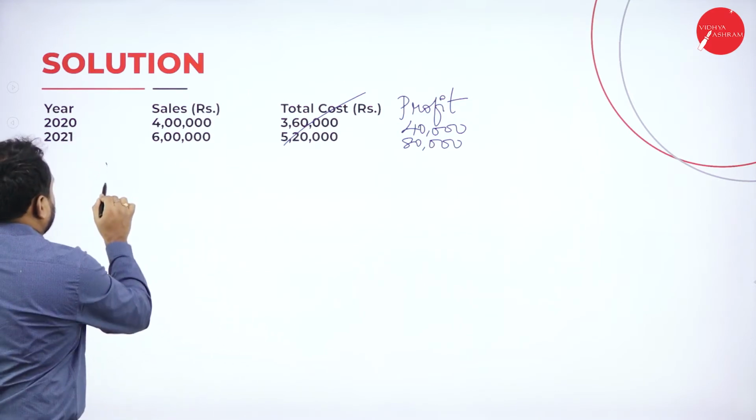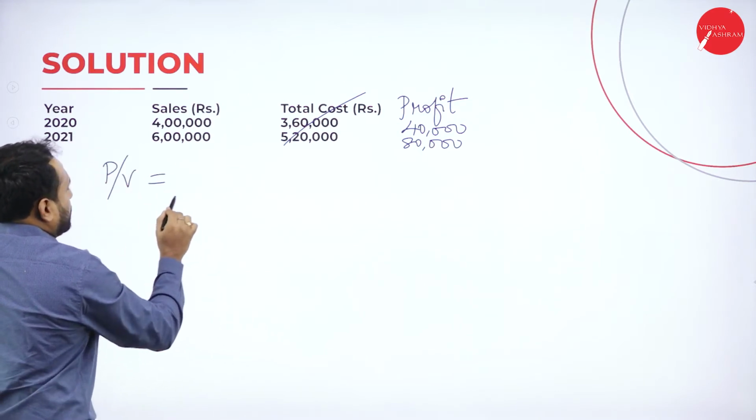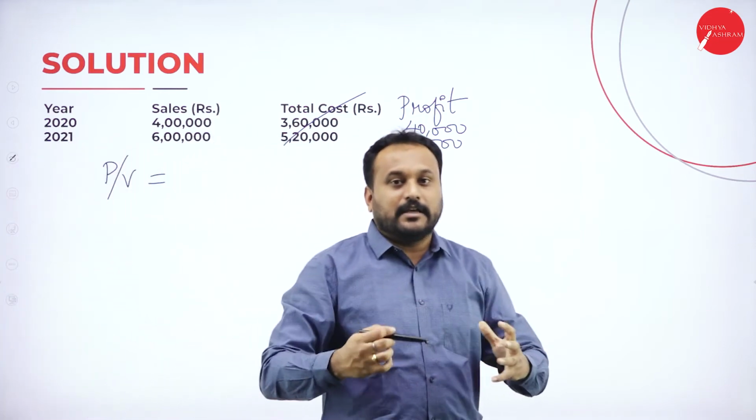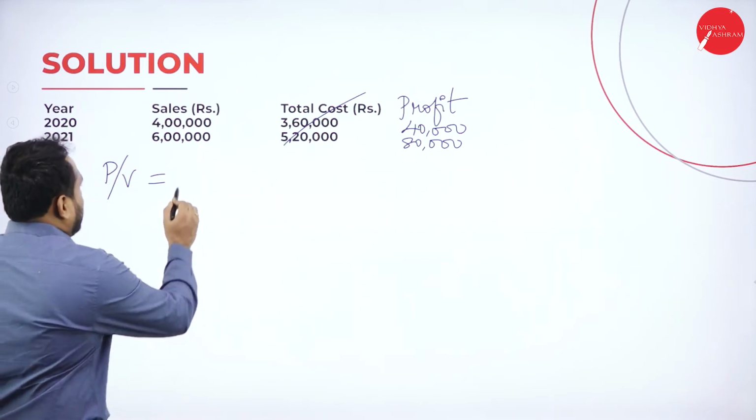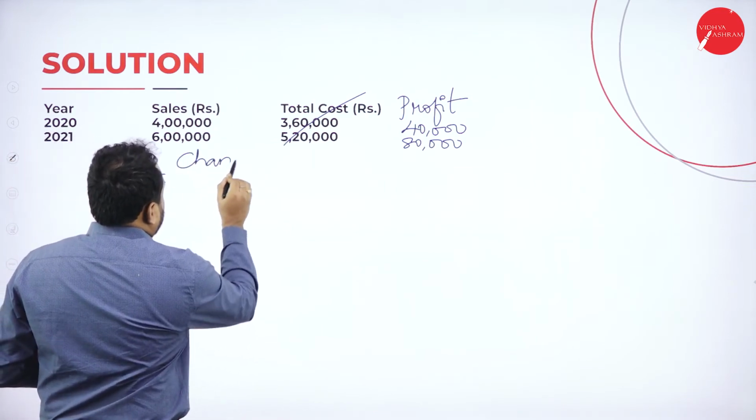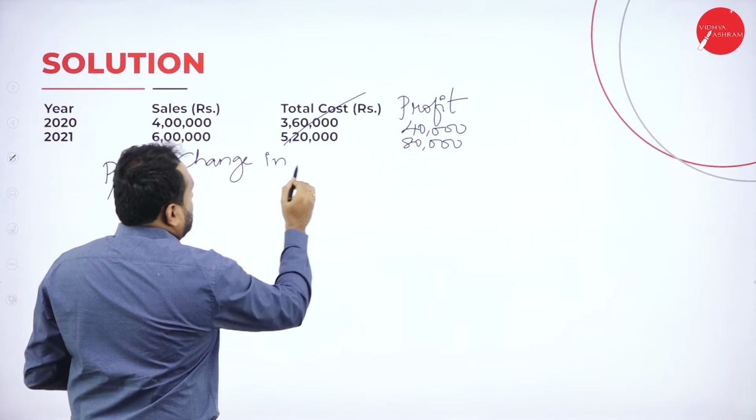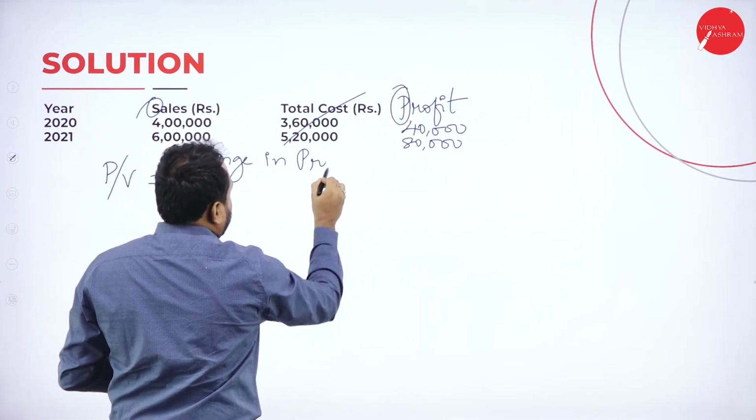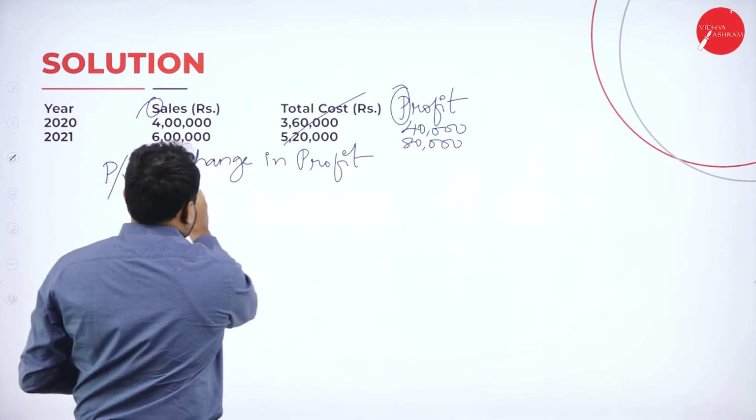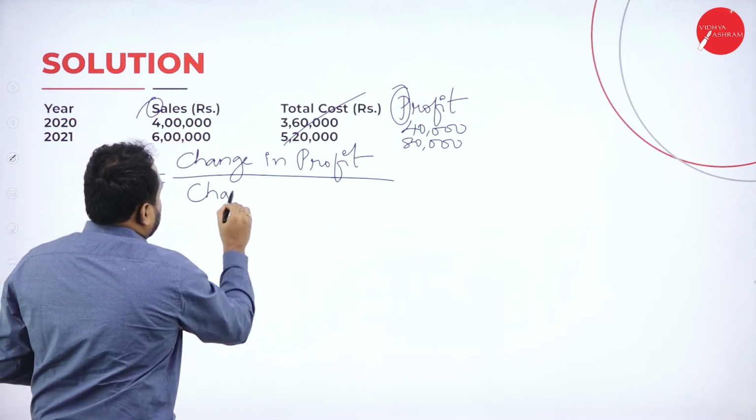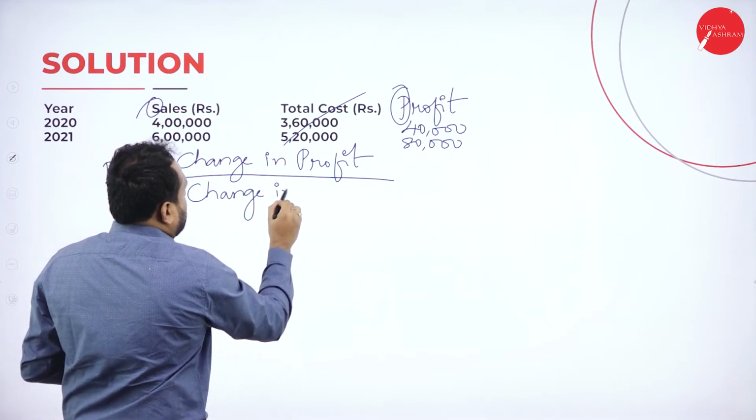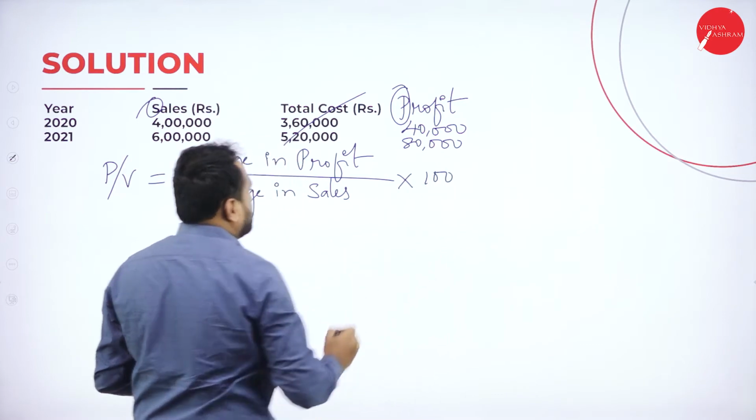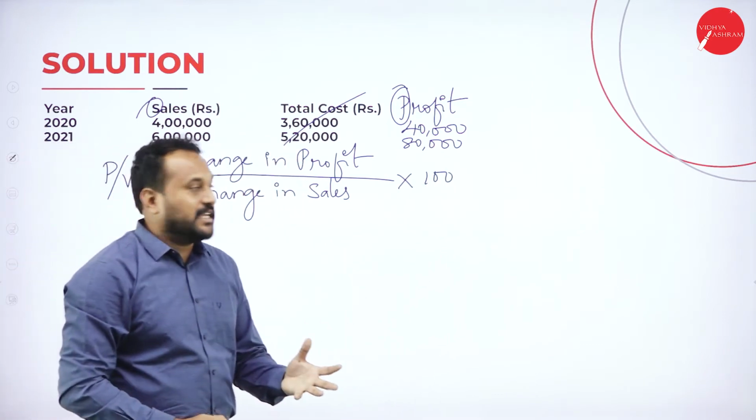Now let's go with PV. PV is equal to, what is PV when 2 years sales and 2 years profit is given? That is change in, the first here, P or S, which will come? P. So that means change in profit divided by change in sales into 100. So change in profit divided by change in sales into 100.